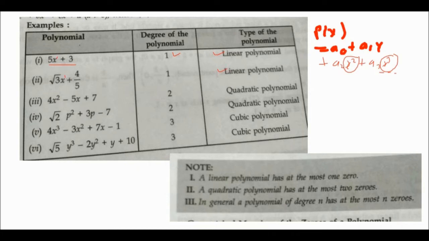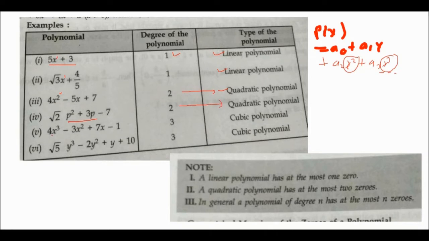In the next case, you see the highest power of the polynomial is 2. x is also there, but the highest power is 2. That's why the degree becomes 2 and we get a quadratic polynomial. A polynomial of degree 2 is called a quadratic polynomial. In this case also, it is a quadratic polynomial.